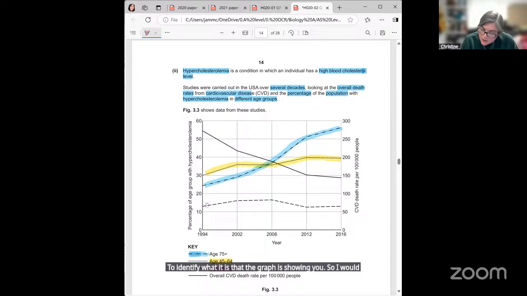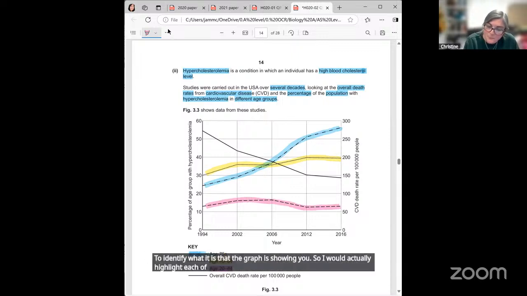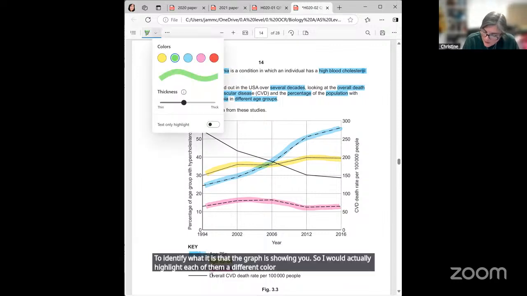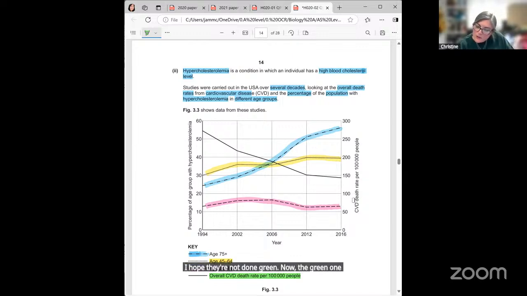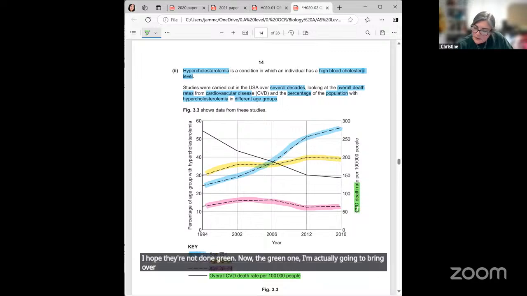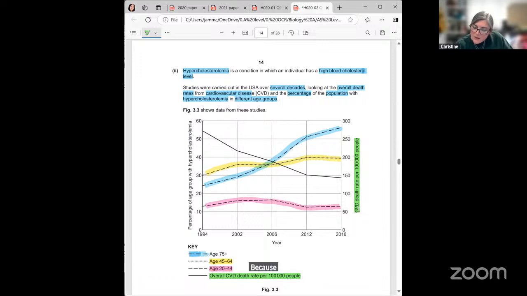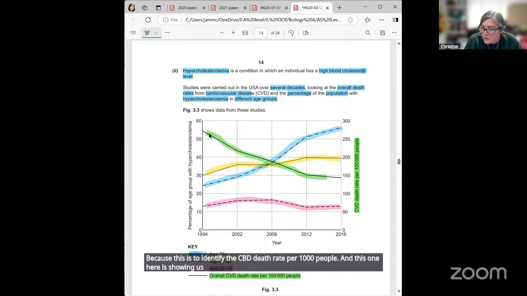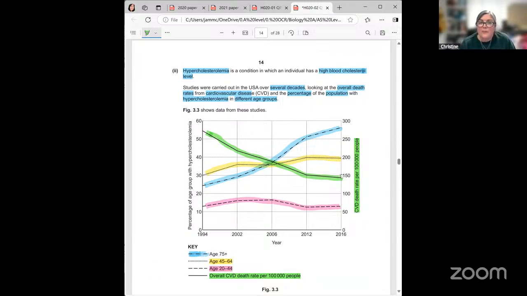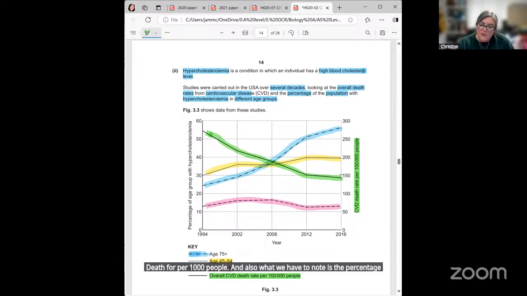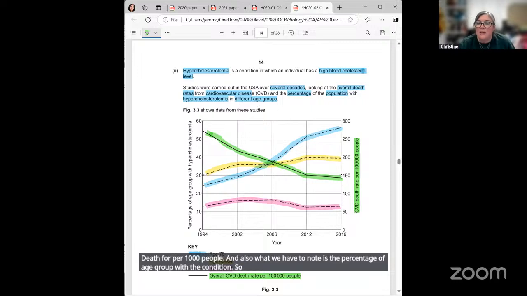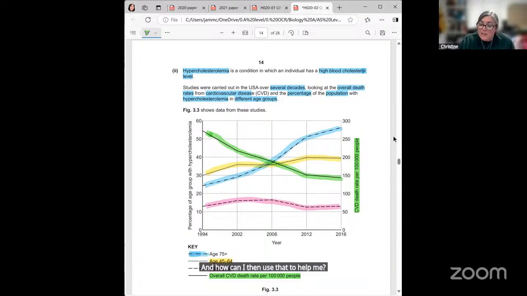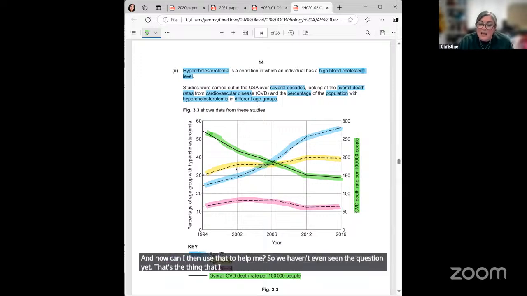So I would actually highlight each of them a different color. The green one, I'm actually going to bring over here because this is to identify the CVD death rate per 1,000 people. And this one here is showing us the overall death per 1,000 people. And also what we have to note is the percentage of age group with the condition. So do take your time when looking at a graph to really figure out what each of the axes shows and how I can then use that to help me. We haven't even seen the question yet. That's the thing I would always say: take your time and ask what you can see.